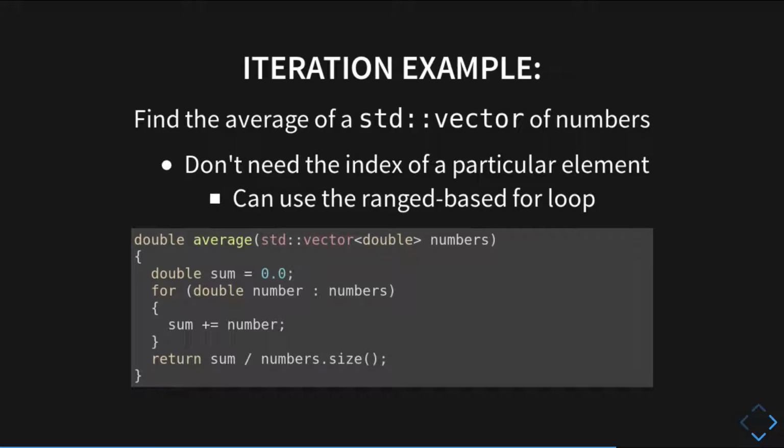For example, if we're trying to find the average of a std vector of numbers, we don't need the index of a particular element. In this case, we can use the range-based for loop to make the function much cleaner. In the average function below, we first declare a double called sum equal to 0, and then we use the range-based for loop to loop through all the elements in the numbers vector, and then we add each element number to the sum, and then finally we return the sum divided by the size of the numbers vector.